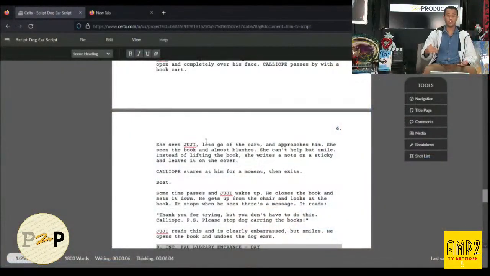So let's say right here, this is scene 8. She sees Juji, lets go of the cart and approaches him. So it's bit by bit. She sees Juji. Next, she lets go of the cart. Next, she approaches him. It's very bit by bit because we don't need to describe that she sees Juji in a waft of hair to the left, lets go of the cart and then walks gingerly. The cart was made of metal. But we don't need to do all of that. We can just picture it, because it's going to be a picture. This is just pure direction. Approaches him. She sees the book and almost blushes. She can't help but smile. So yeah, we're going to keep going.